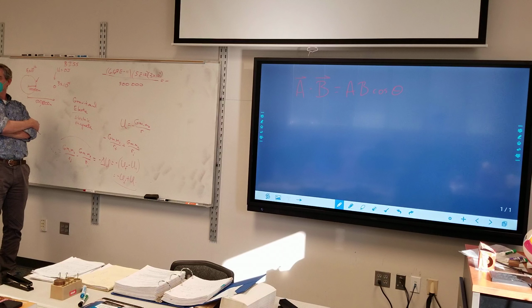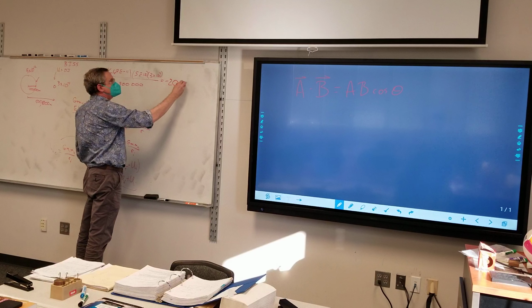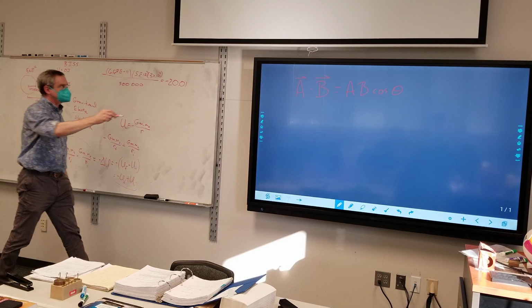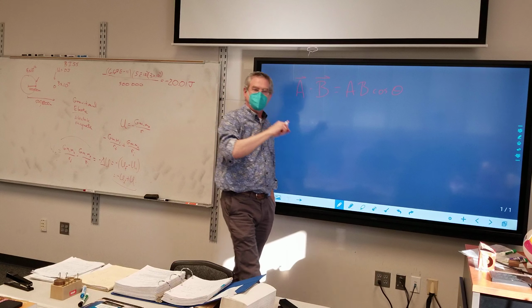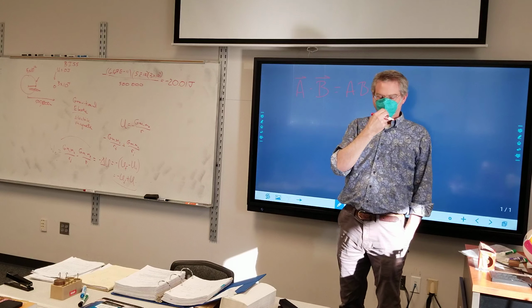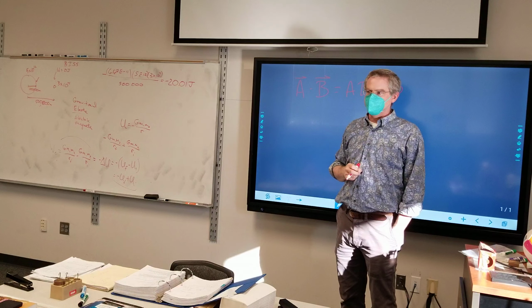I got negative 20.01 technically. Units? Joules. Obviously, it's not 0. So there's something wrong with our equation, or there's something I did to the equation.